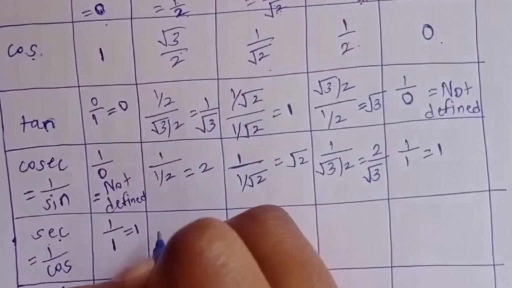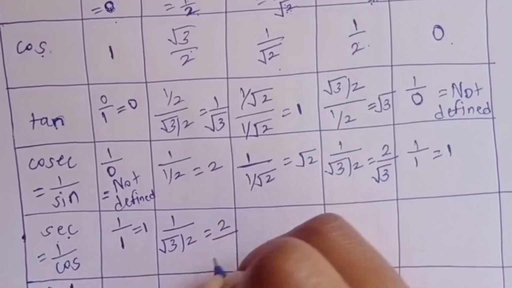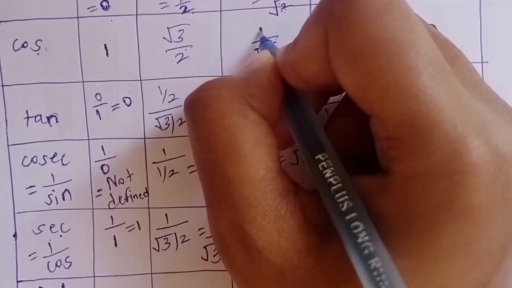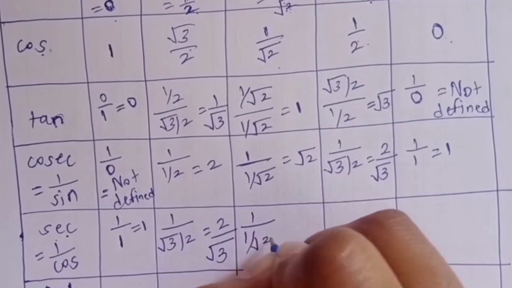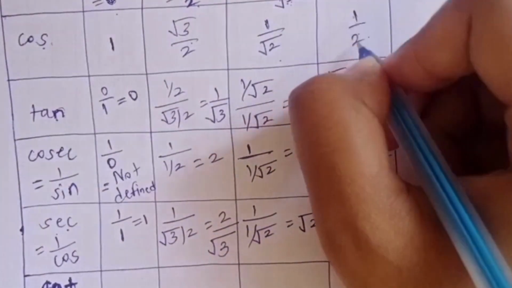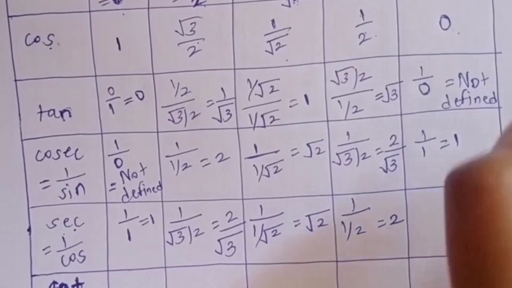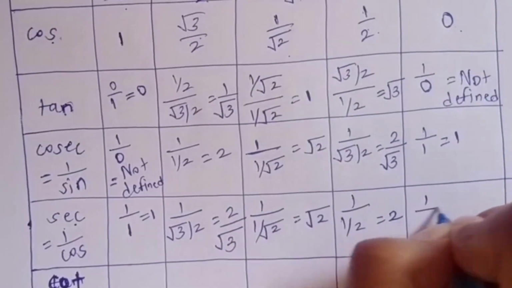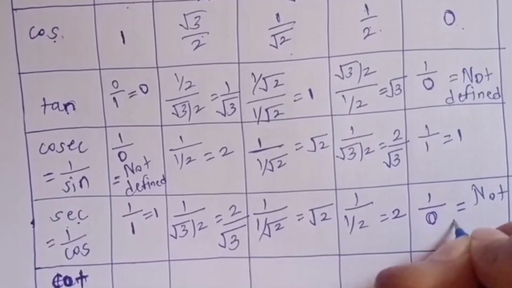Then we have root 3 by 2. So 1 upon root 3 by 2 will be 2 by root 3. Then we have 1 by root 2. So 1 by root 2 will be root 2. Here we have 1 by 2. So 1 upon 1 by 2 will be 2. And here we have 0. So that is 1 by 0. But we cannot define it. So its answer is not defined.